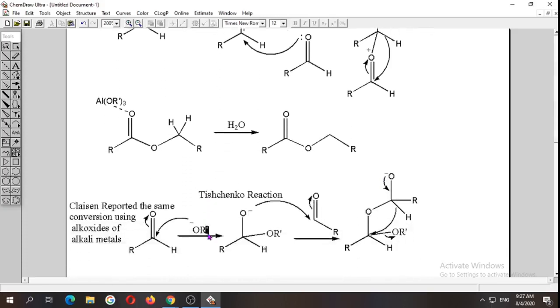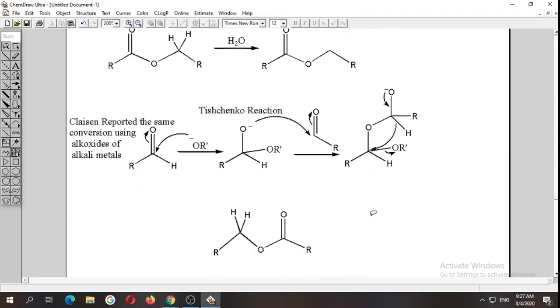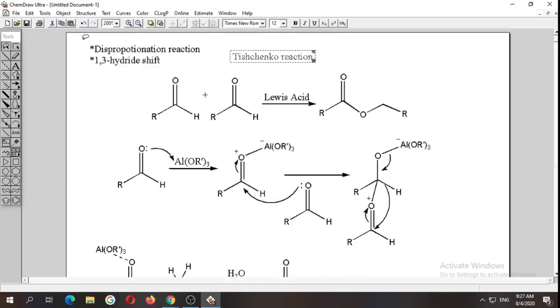But this one is also there. This is the actual first report. Claisen reported the same conversion, and we can write this mechanism also. So both mechanisms are possible. These two are the same in that in both mechanisms, a disproportionation is happening. A 1,3-hydride shift is happening, and the only thing is the Lewis acid reagent is different.